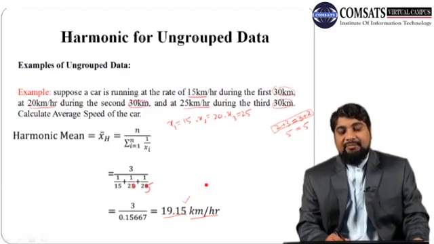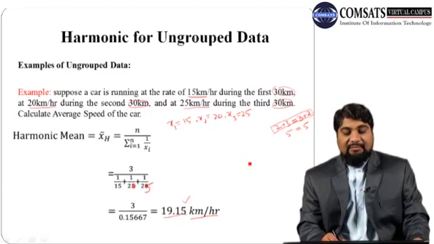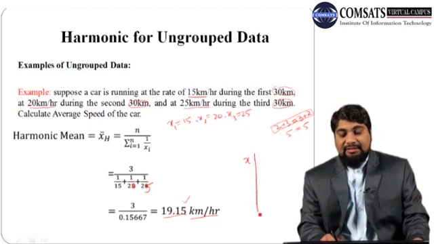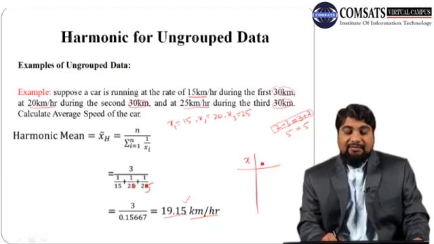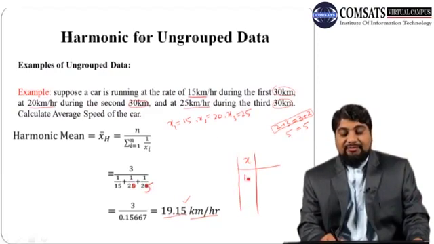We can also calculate the harmonic mean of the same data by constructing a simple table. So in order to calculate the harmonic mean, just construct one table. Label the first column as x and write its values here: 15, 20, and then 25.